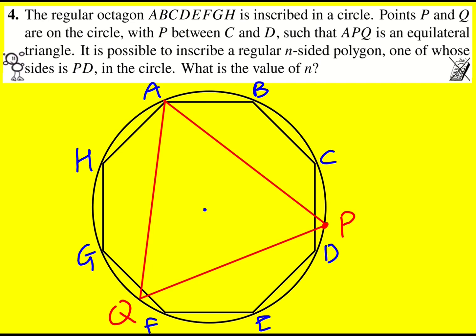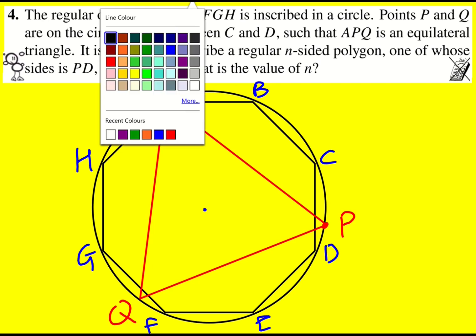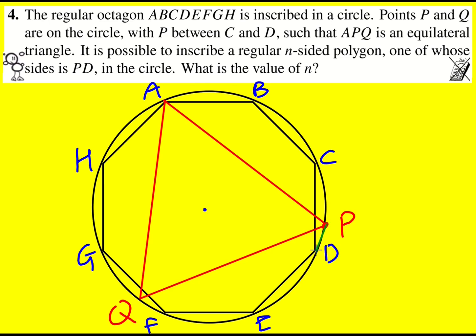And then finally, we're told that PD actually gives us a side of a polygon. Here we go. And then you would carry it on around something like this. It's going to be very close to the circle, but you can see there are gaps. And we're trying to work out how many sides there are in this polygon.